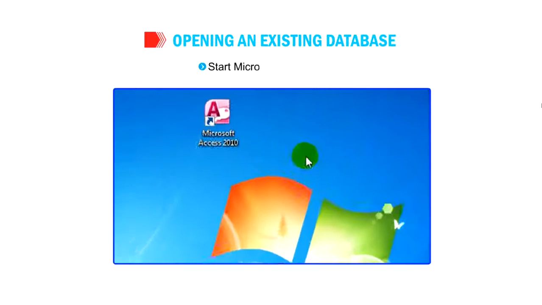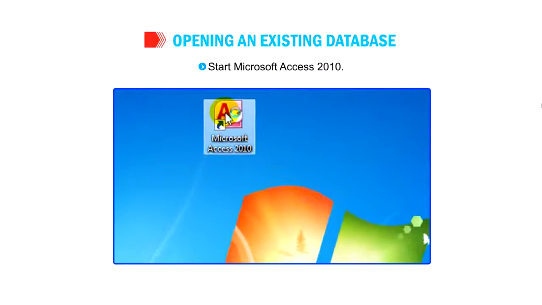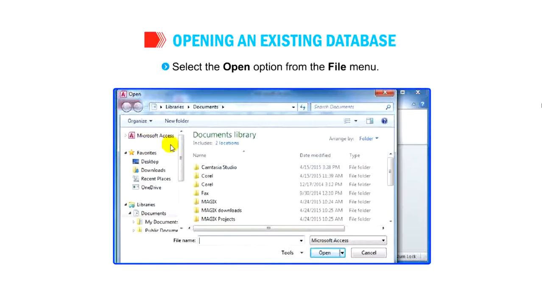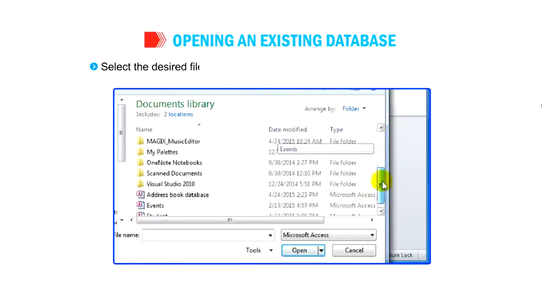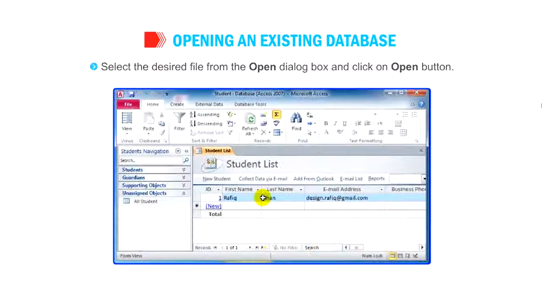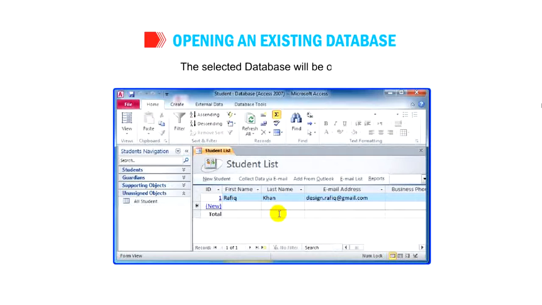Okay, now we will learn how to open an existing database. Start Microsoft Access 2010. Select the Open option from the File menu. Select the desired file from the Open dialog box and click on Open button. The selected database will be opened.